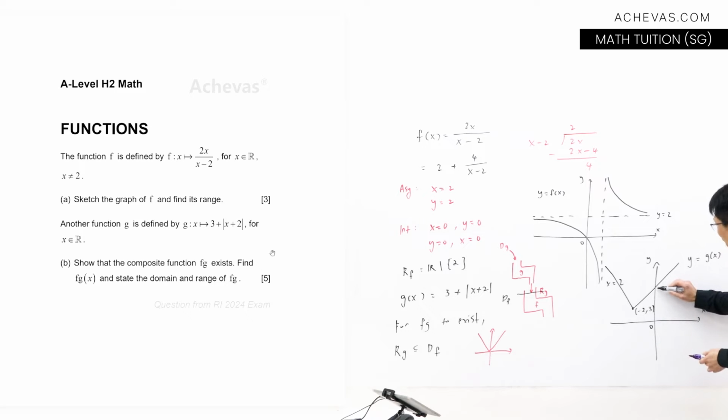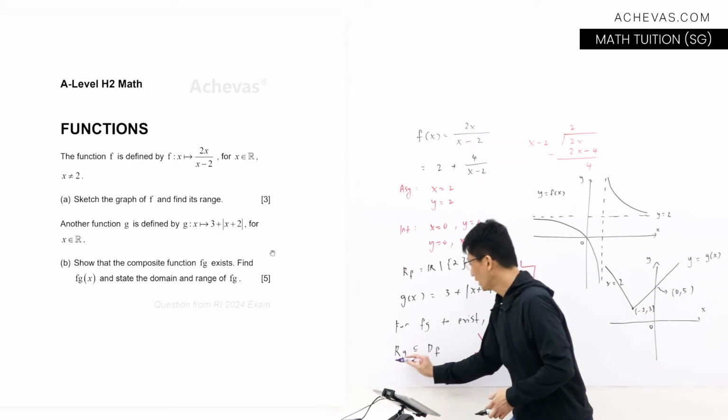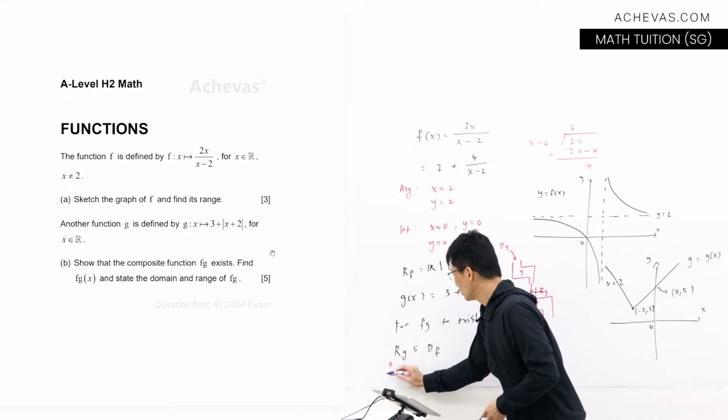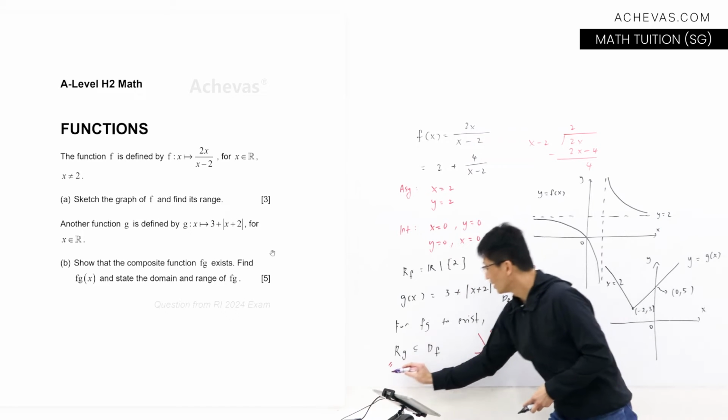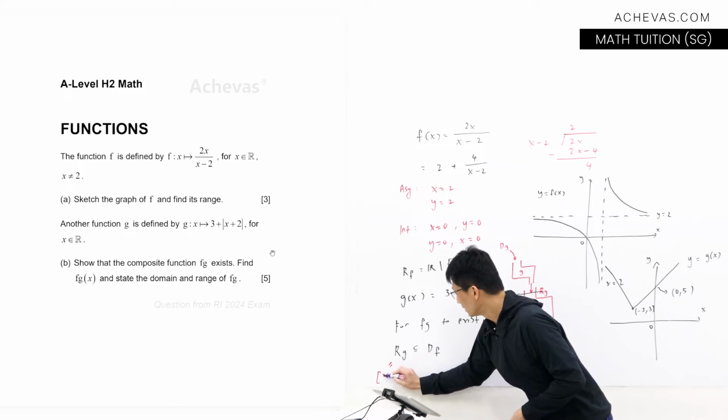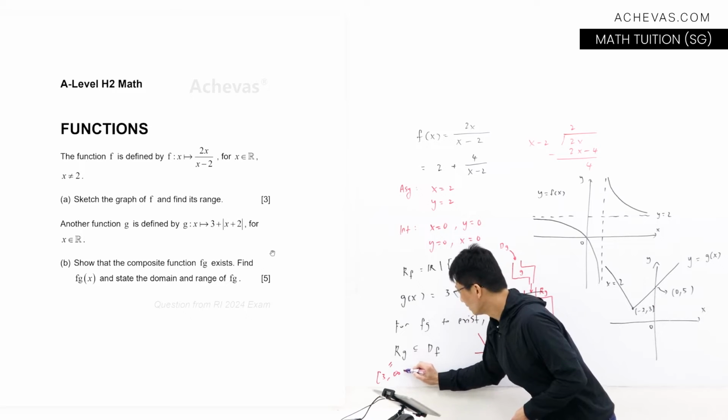Okay. This point is not necessary, but maybe I can just label it quickly. So this is the y-intercept. So from this diagram, I can see that the range of g will just be from 3 all the way to infinity, inclusive of 3 and excluding infinity.